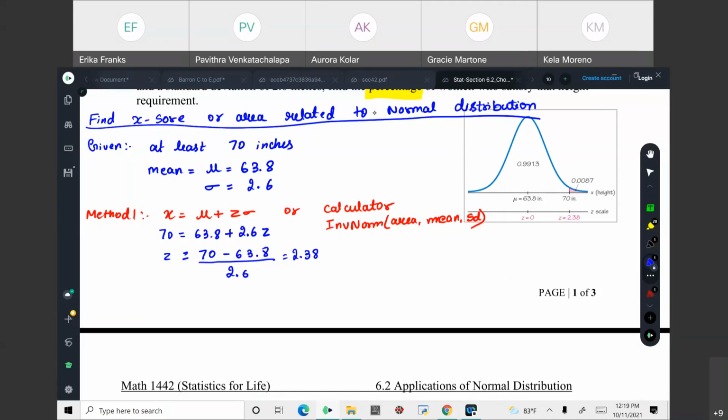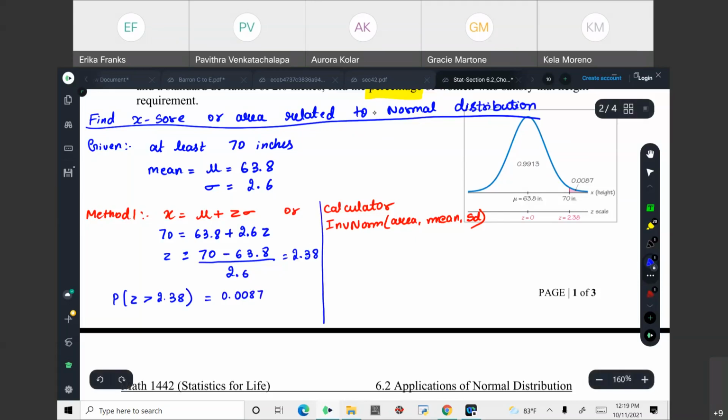Okay, now z greater than 2.38, so this area will be 0.0087. Okay, now this is one way. The easiest way is using the calculator. Now you can do this in your calculator. Now we know the area.